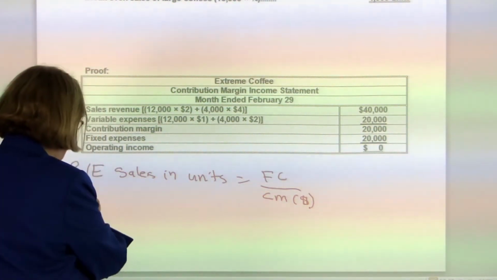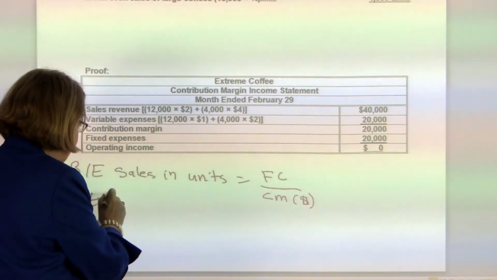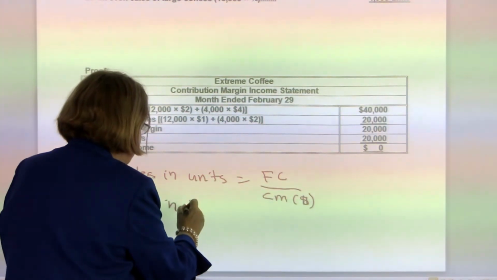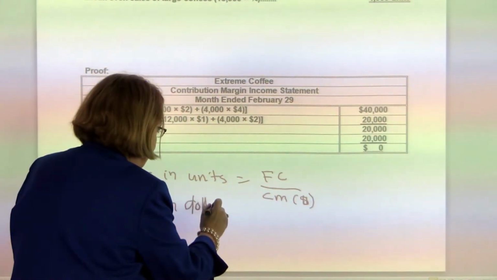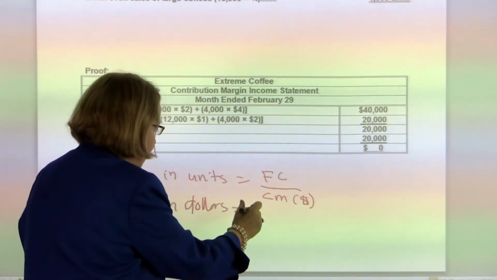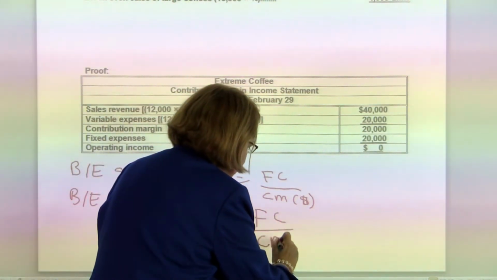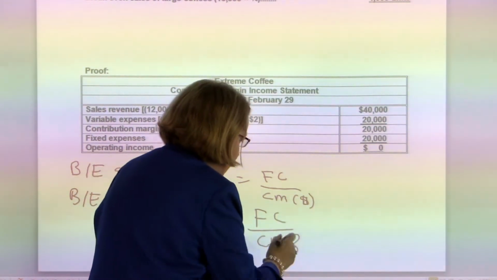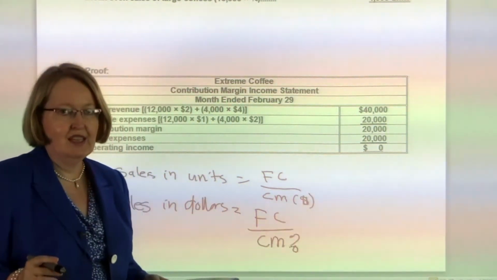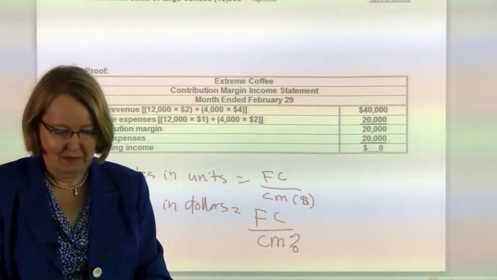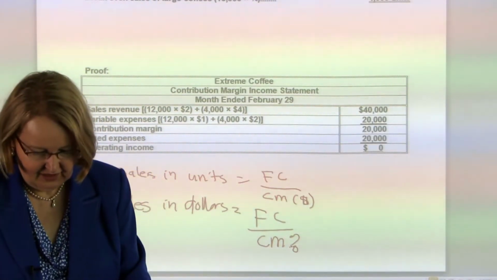If you're looking for break-even sales in dollars, then you're going to have your fixed cost divided by your contribution margin percentage. So it's going to be expressed in terms of a percentage. So just a little point to keep in mind.